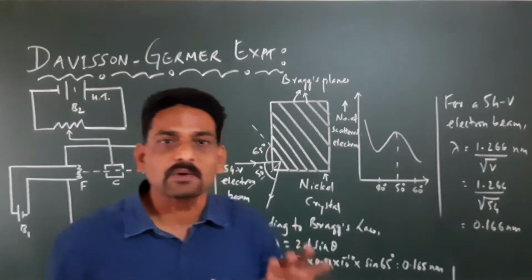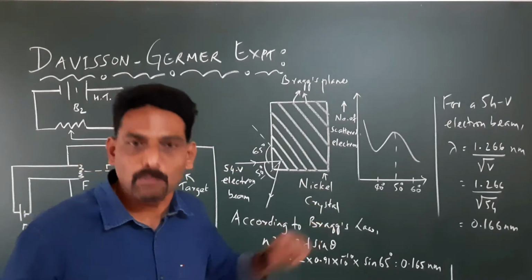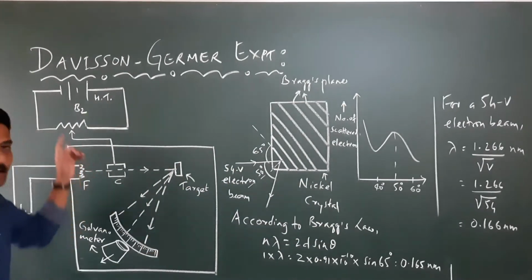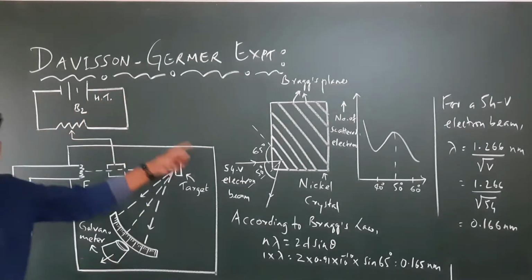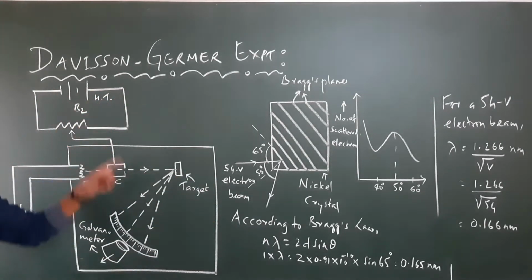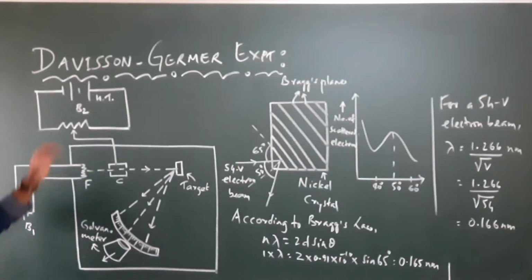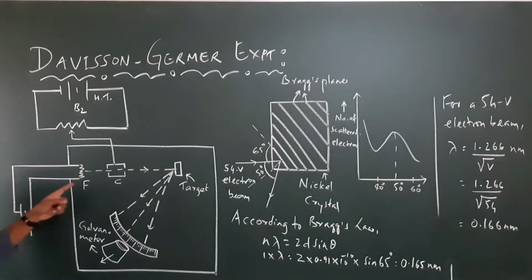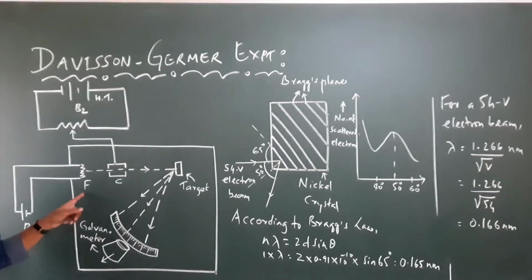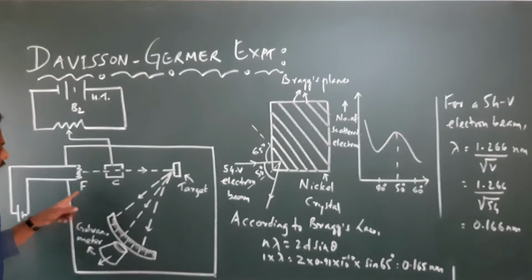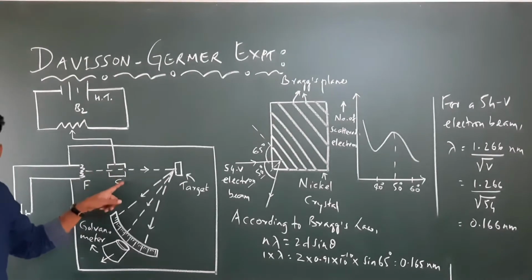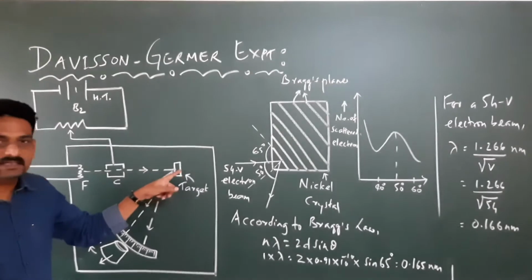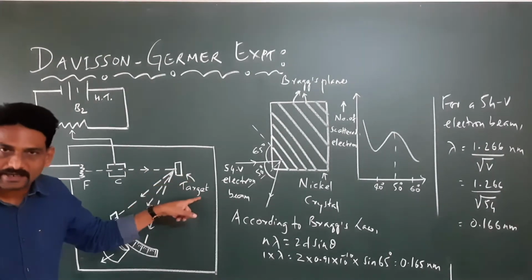So we will try to understand what this experiment is all about. Look at this diagram. This is the experimental block diagram for the Davisson-Germer experiment. Let us understand all these components one by one. Here F stands for filament. C is a cylinder. This is the target, basically a nickel target.